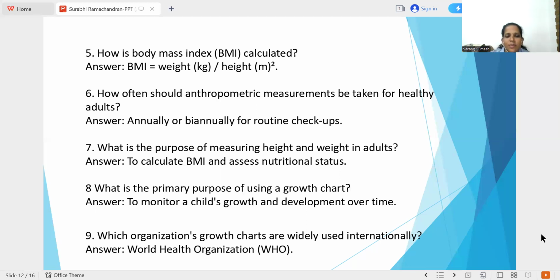Next question, what is the primary purpose of using growth chart? The answer is to monitor child growth and development over time. So while seeing the growth chart, we can make out whether the child is malnourished or getting adequate nutrition. Ninth question, which organization's growth chart is widely used internationally? The WHO growth chart is what we usually use widely.